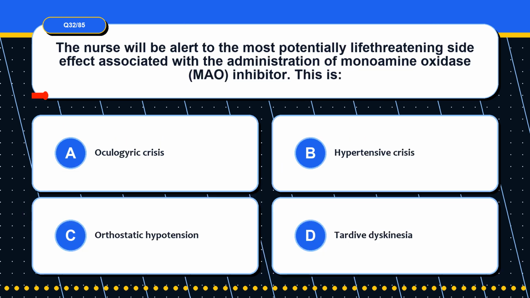Question 32. The nurse will be alert to the most potentially life-threatening side effect associated with the administration of monoamine oxidase (MAO) inhibitors. Here are the options. Option A. Oculogyric crisis. Option B. Hypertensive crisis. Option C. Orthostatic hypotension. Option D. Tardive dyskinesia.